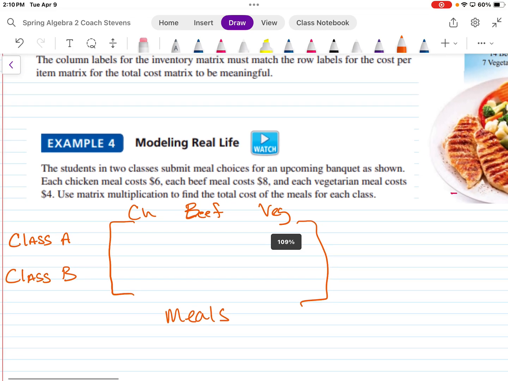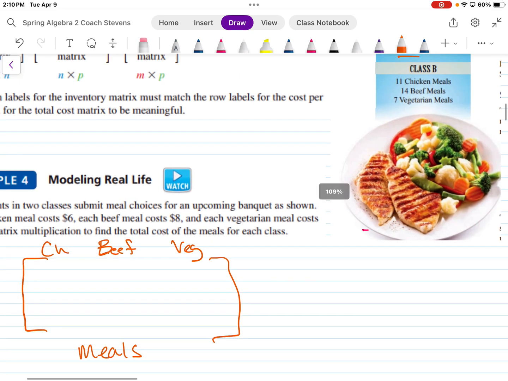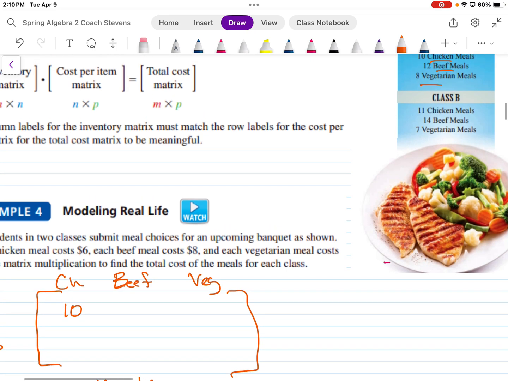And then now I'm going to put the numbers for each of the classes that are associated with those menu items. So Class A said that it had 10 chicken, 12 beef, and 8 veggie meals. Class B had 11 chicken meals, 14 beef meals, and 7 vegetarian meals.